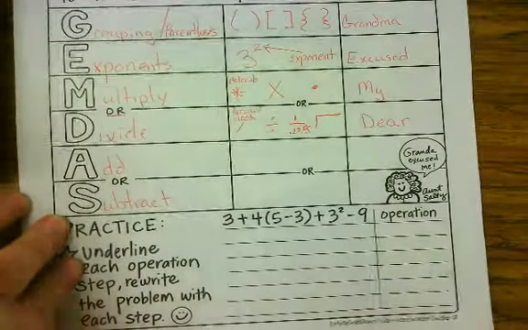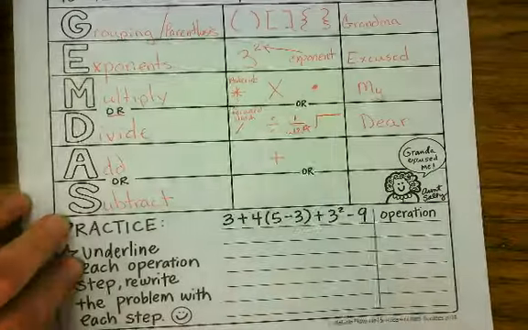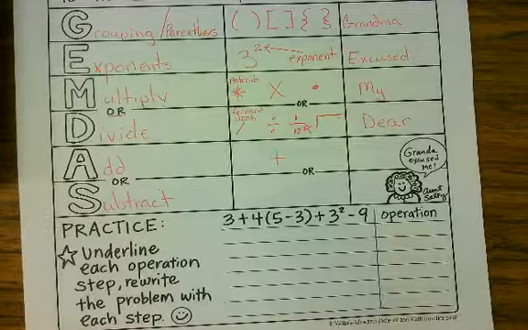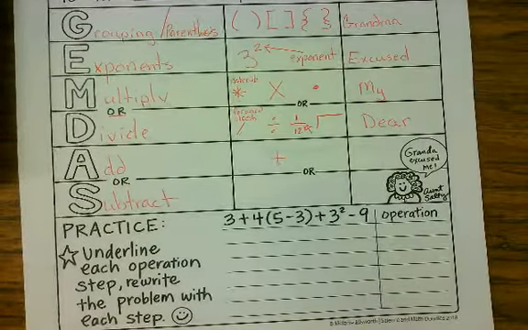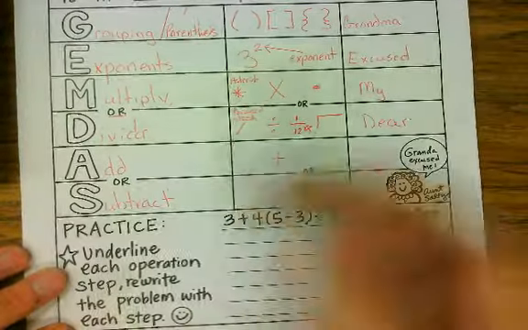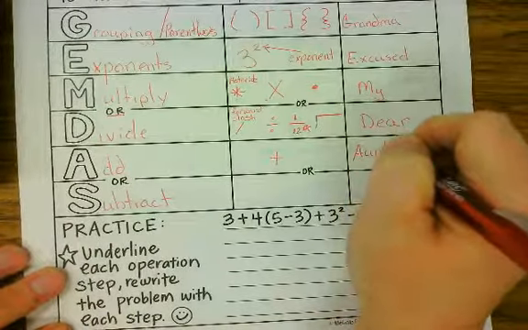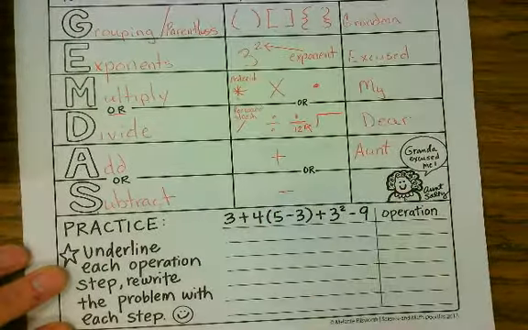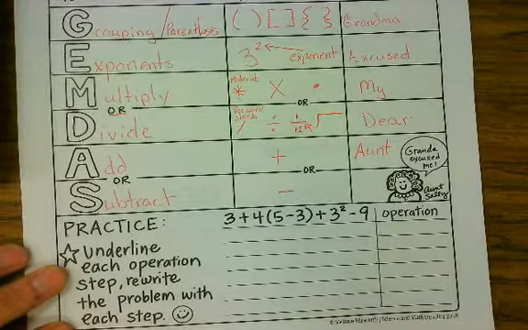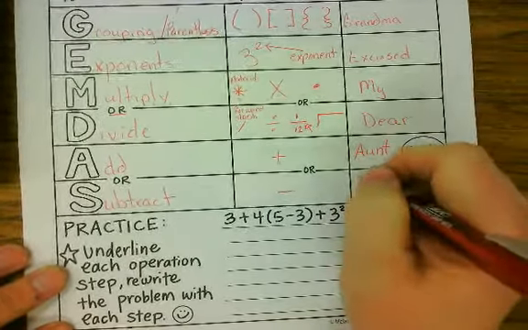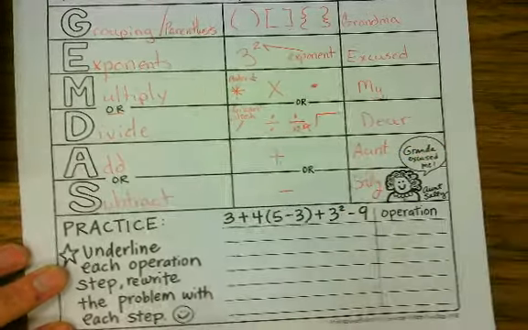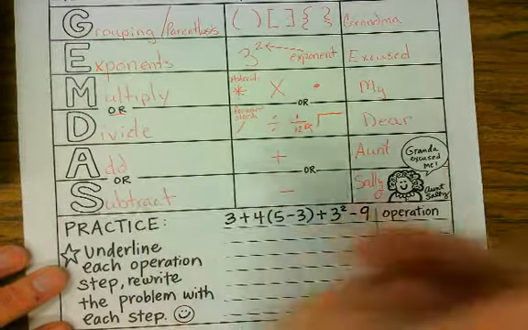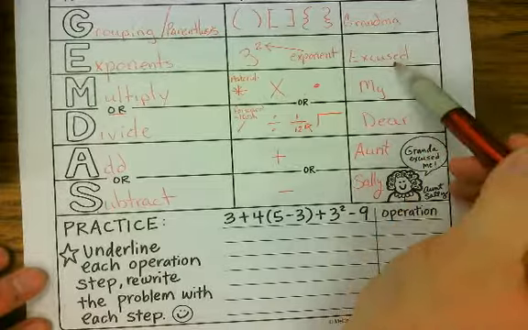Okay, next, addition. Addition looks like this. Doesn't matter what I'm typing it on, I actually have a plus sign at the top of my screen. So it will be a plus. And we're going to say for add, Aunt. And for subtract, again, subtraction symbols. That's just what they are. Sally. And so we have grouping, exponents, multiply or divide, add or subtract, is the same as Grandma excused my dear Aunt Sally.